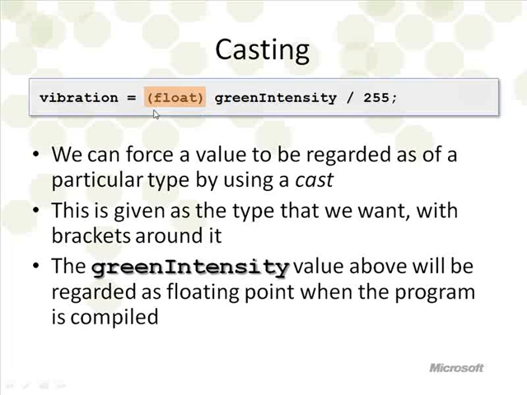So putting a type, in this case float, in brackets in front of a variable tells the C# compiler, okay, I know what this is, but I don't want you to regard it as that. I want you to regard it as this. It's called casting, and it's a way of casting from one type to another.